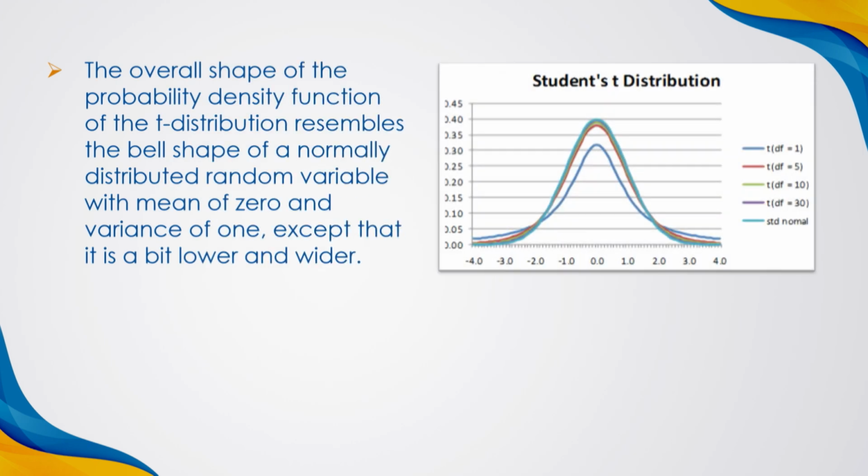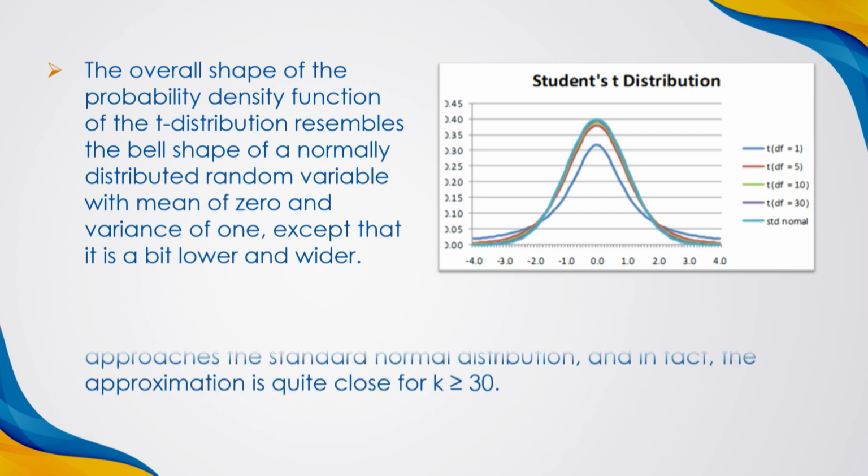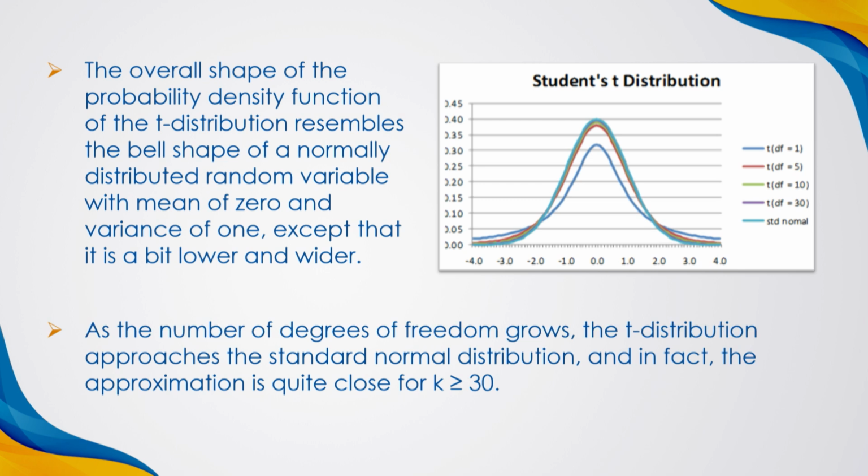The overall shape of the probability density function of the t distribution resembles the bell shape of a normally distributed random variable with mean of 0 and variance of 1, except that it is a bit lower and wider. As the number of degrees of freedom grows, the t distribution approaches the standard normal distribution, and in fact the approximation is quite close for k greater than or equal to 30.